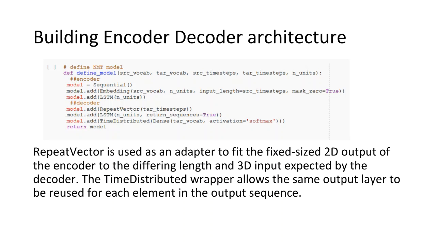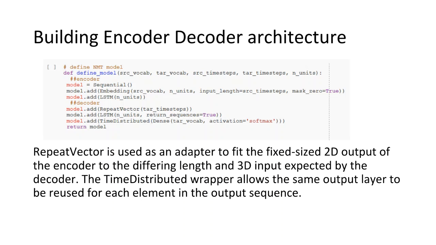So the problem here is we must connect the encoder to the decoder as they do not fit, because the encoder will produce a 2D matrix of outputs where the length is defined by the number of cells in the layer, but the decoder expects a three-dimensional input.